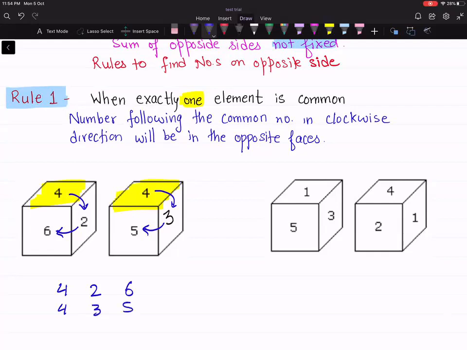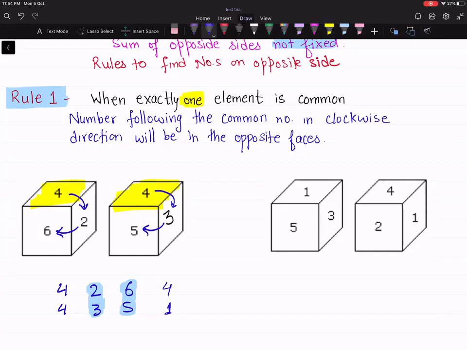Now the question will be asked: what is the face opposite to 2 or opposite to 4? The answer is very simple. Opposite to 2 is 3. Opposite to 6 is 5. Now the numbers left are 4 and 1. So 1 and 4 are opposite to each other.